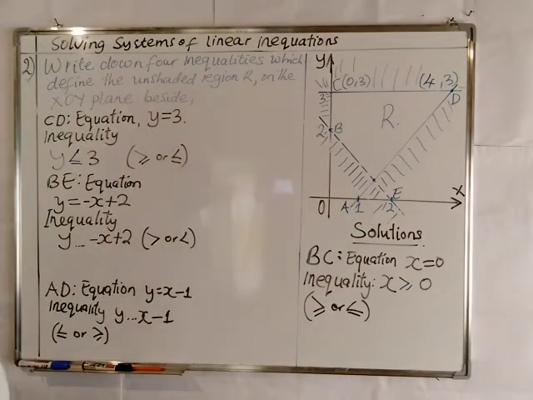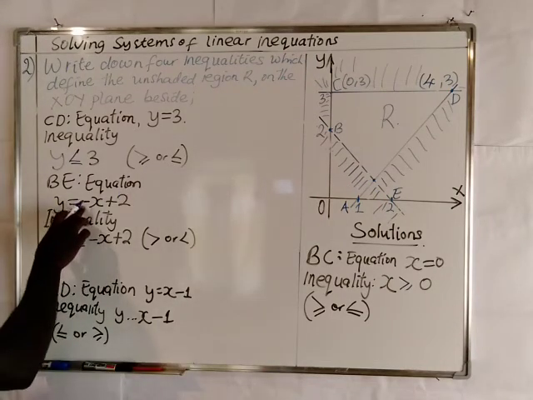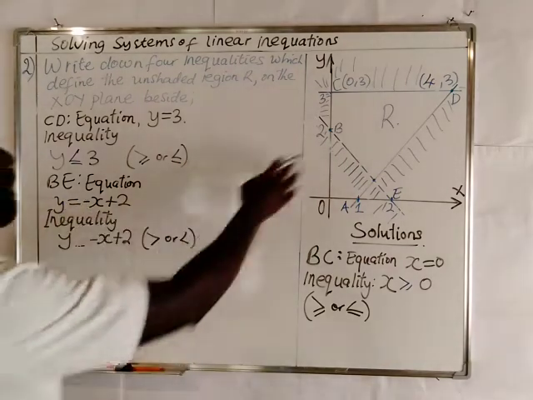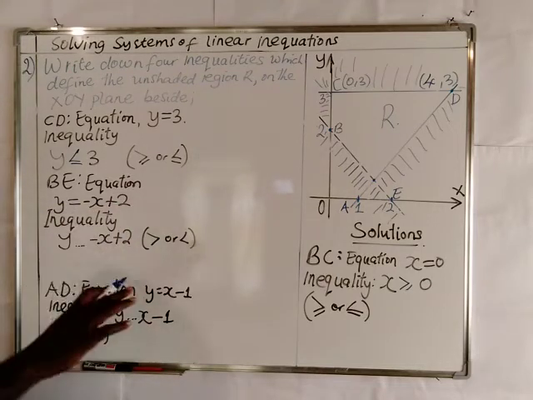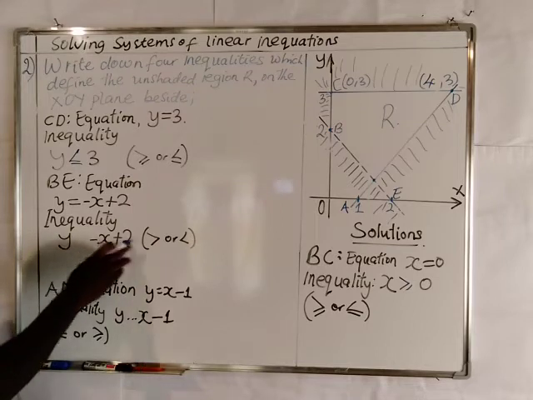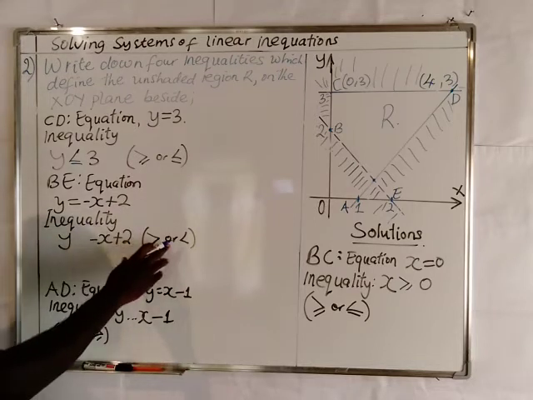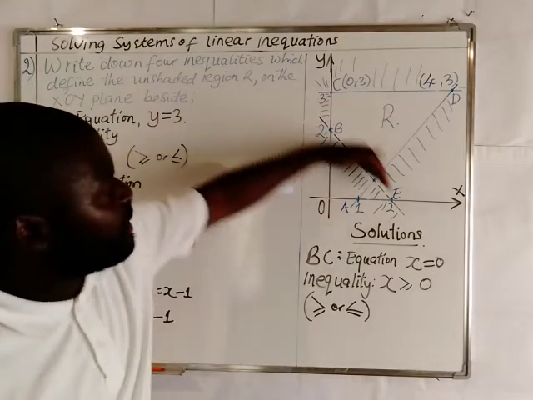This line for BE. So for BE, the equation is y equals minus x plus 2. You can see the y-intercept is 2, the gradient is negative 1, so that's why the equation is like this. So the inequality would be y, then negative x plus 2. So we need to put here either greater than or less than, because actually this line is broken.